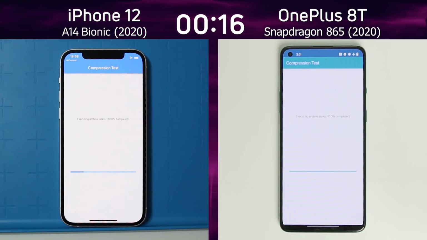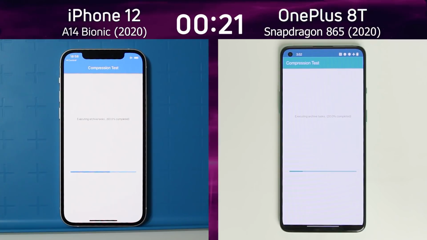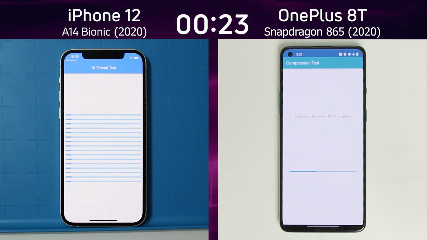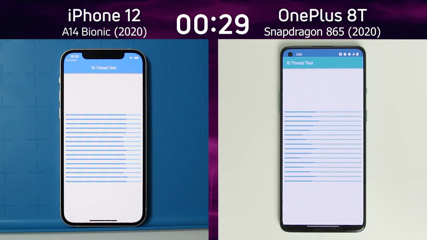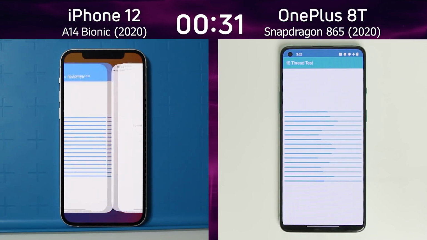I thought actually just there for a second it was screaming ahead, but actually no, look at this now. They're both in the compression test. It's actually not as bad as I was thinking. No, the iPhone 12 has pulled ahead. It's the first into the 16-thread test. It's halfway through the 16-thread test as the OnePlus 8T is now only just really getting about halfway now.